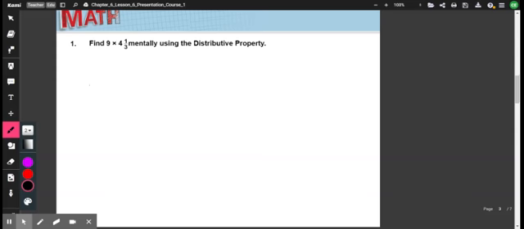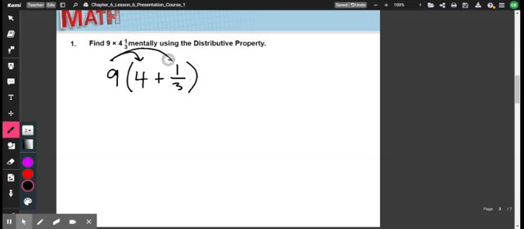So if we look at number 1, it says find 9 times 4 and 1/3 mentally using the distributive property. I don't expect you to do this mentally, okay? So if you need to write this down, please do. I highly suggest that you do. So first we're going to distribute it, okay? So we're going to have 9, and then we're going to put times in parentheses, 4 plus 1/3, okay?